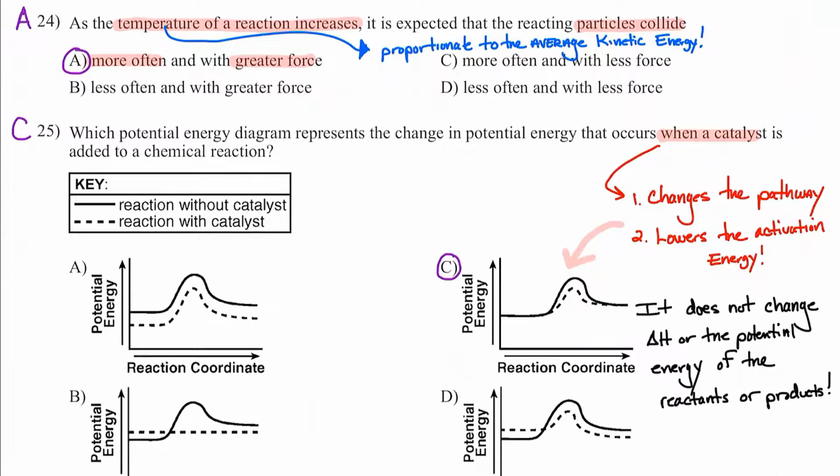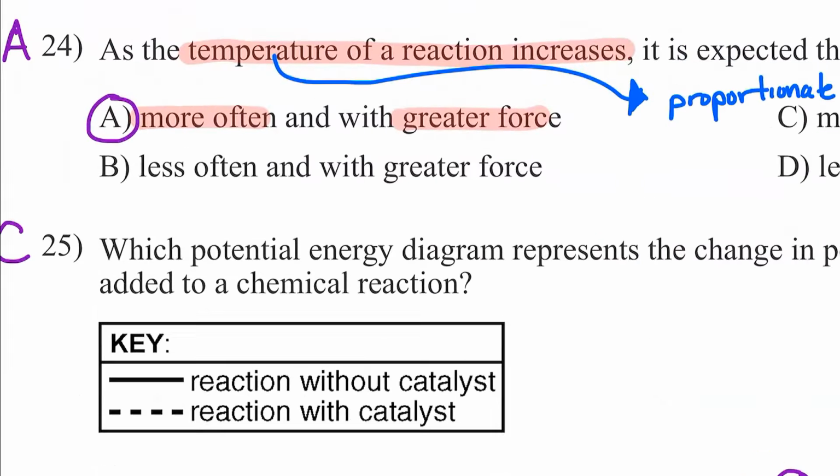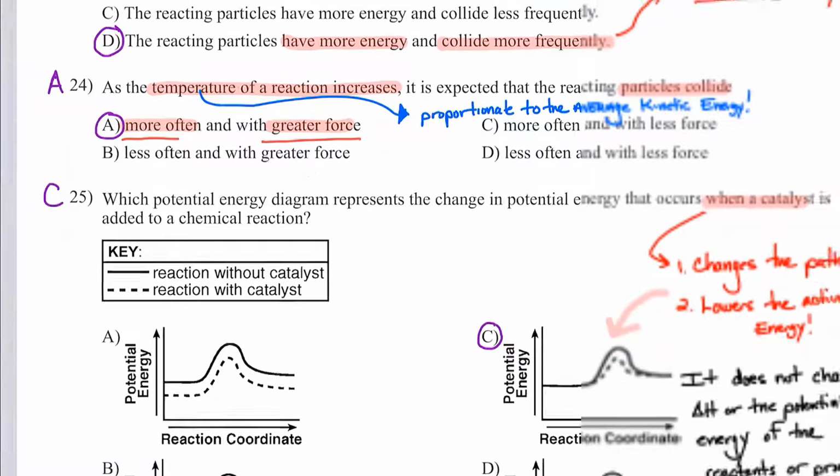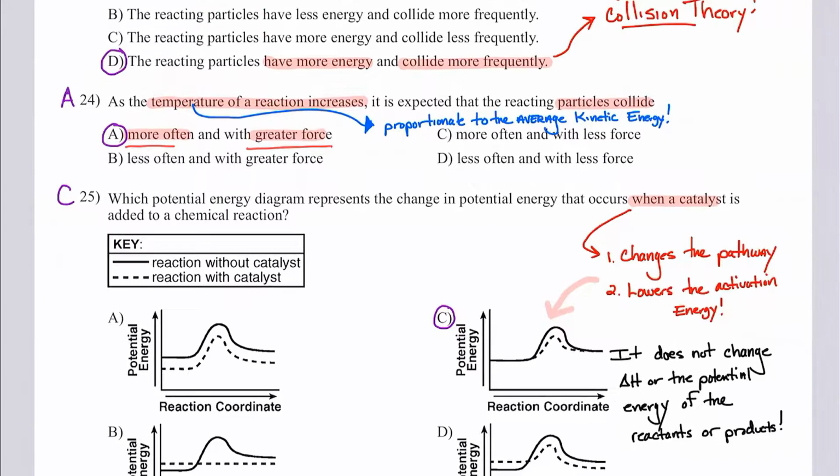24. Okay, as the temperature increases, it's expected that the reacting particles collide more often. That's what everyone knows, but people forget they're also going to collide with a greater force per collision. That's why some of the collisions at my family reunions can lead to a black eye or a lost tooth. They're getting hit more often, and they're also getting hit with more force as you go faster. I bring up my family because it's a good analogy.